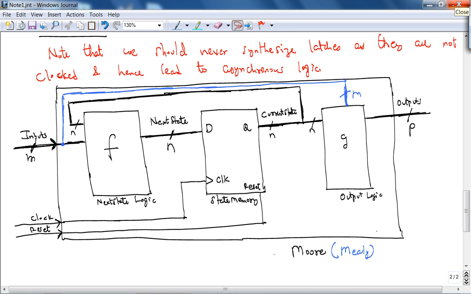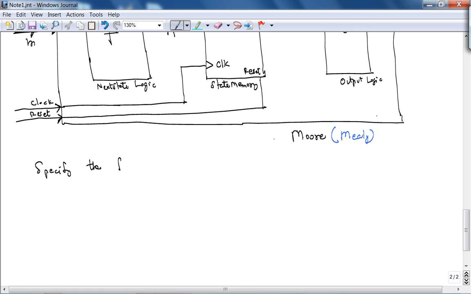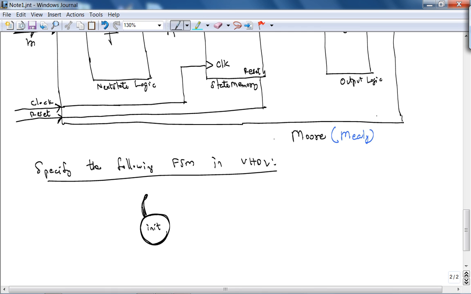Notepad. Actually, before I quit Notepad, let's look at what we're going to design. We're going to specify the following FSM in VHDL. It's a very simple FSM, just to illustrate the ideas. There's going to be an initial state. There should always be a well-defined initial state. This little thick arrow means it's the initial state.